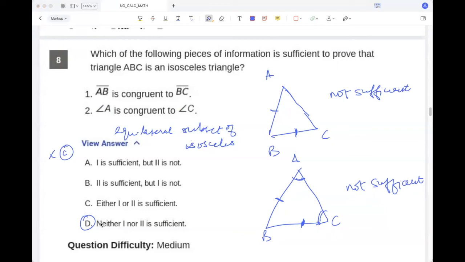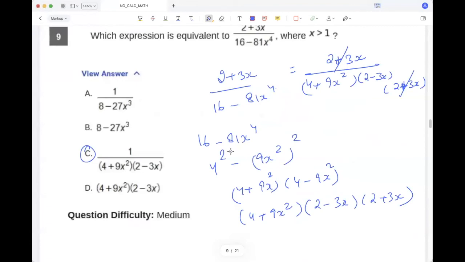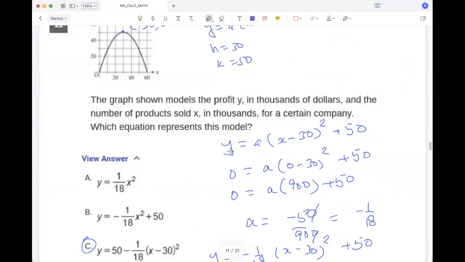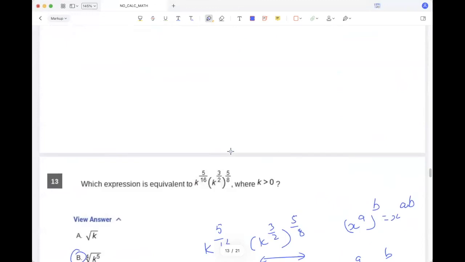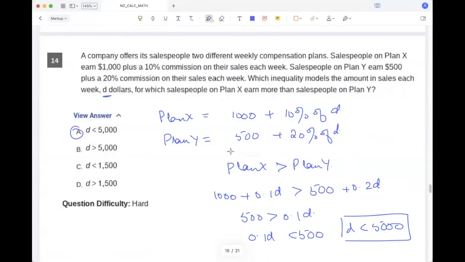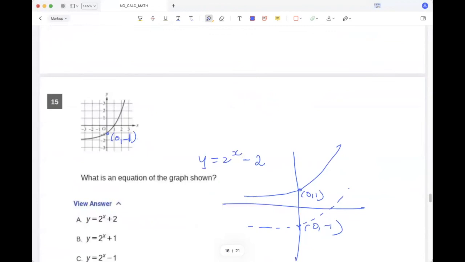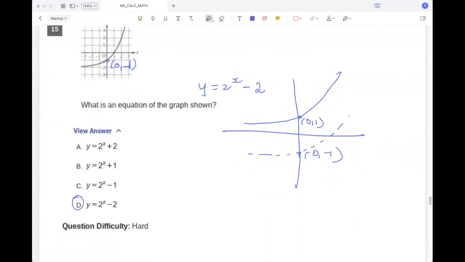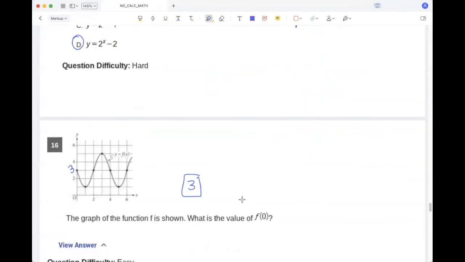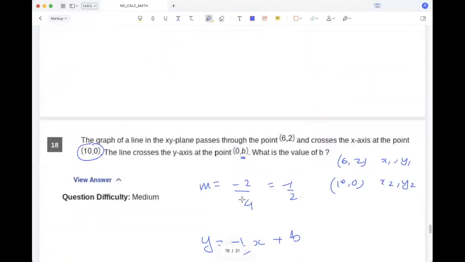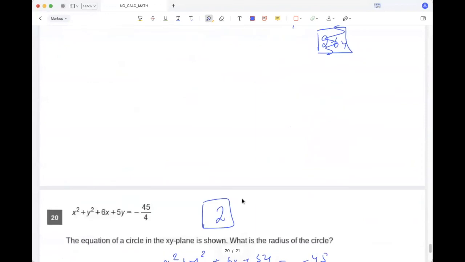Okay, then ninth is C, B, C, D, B, A. Okay, and then 15. 15 is D. Yes, okay. 16, 3, 1, 5, 2.5, 2. So we get 3, 1, 5, 2.5, and 2.